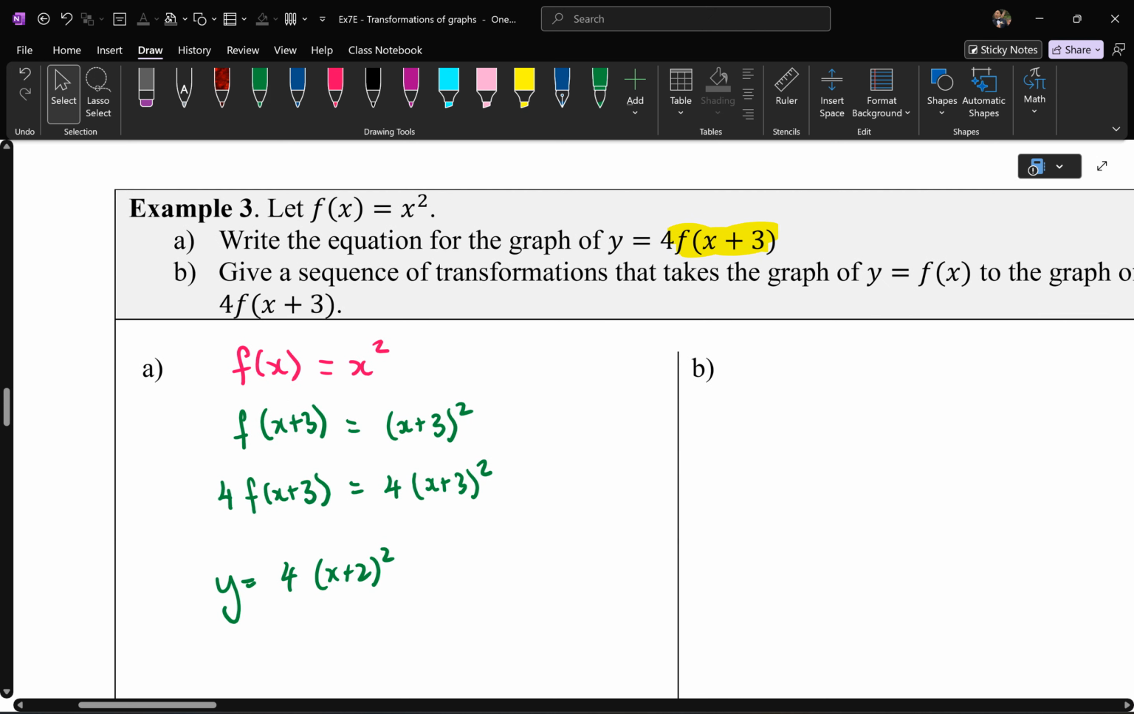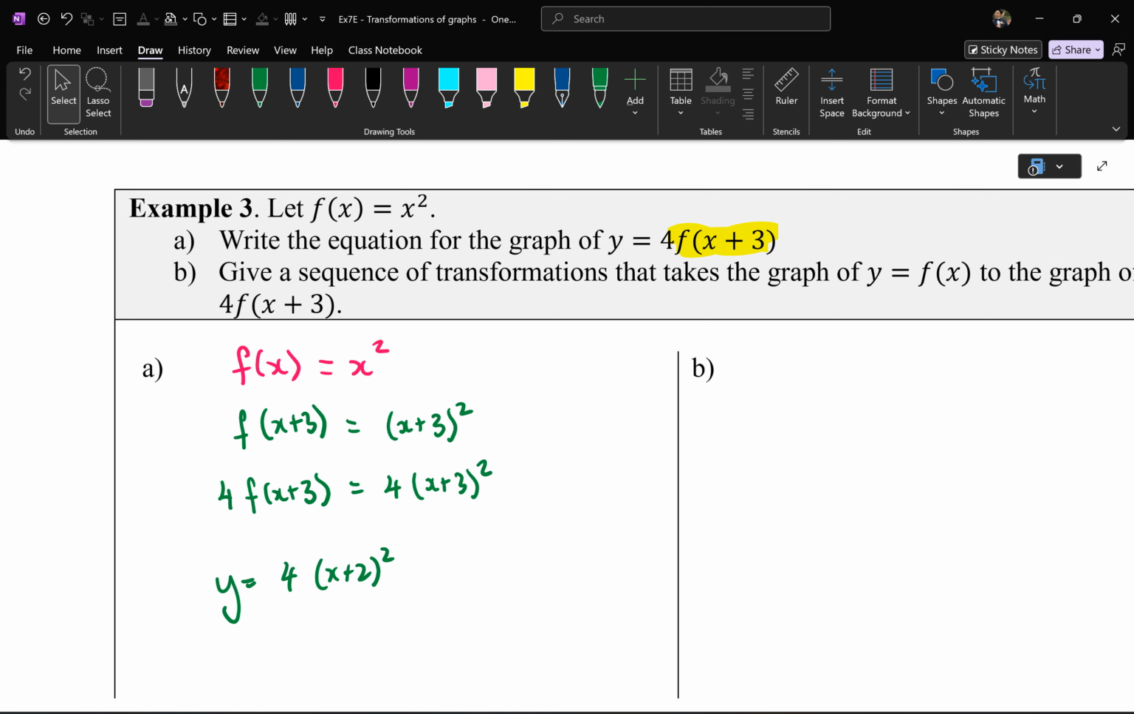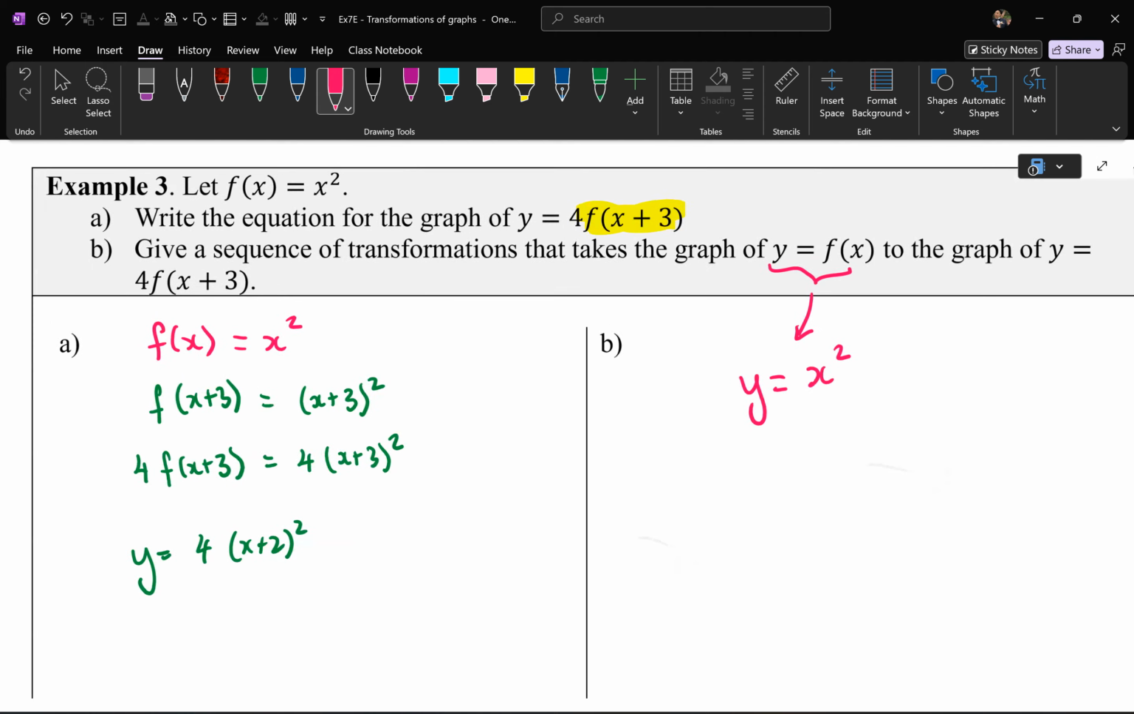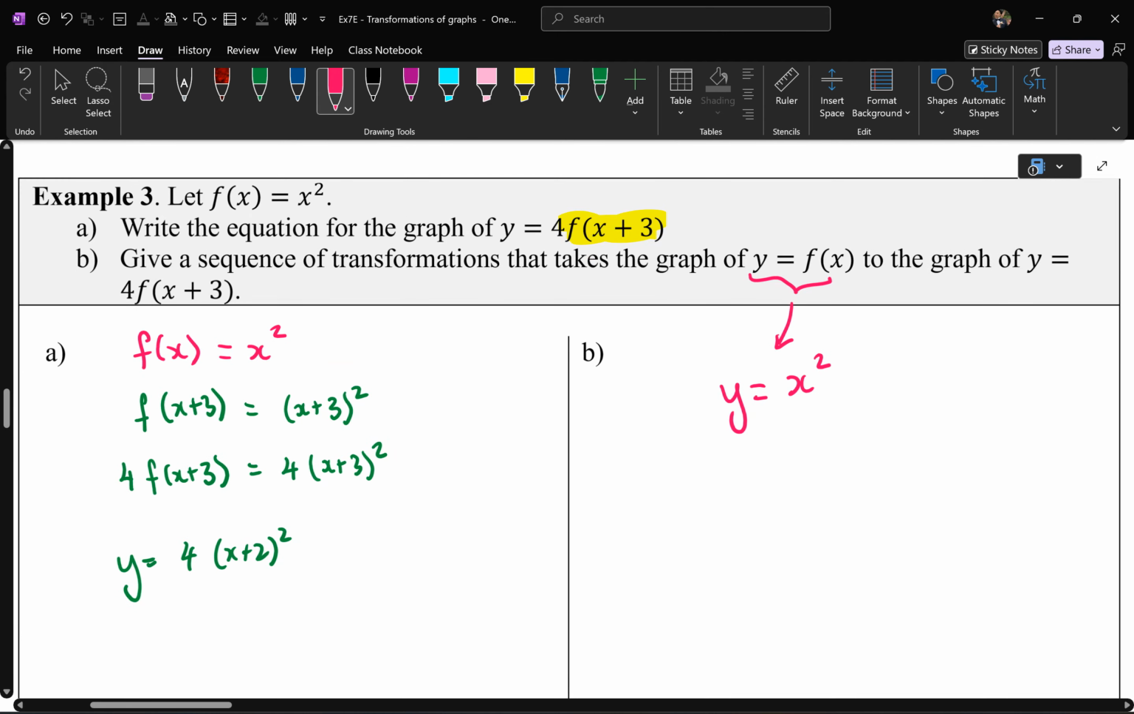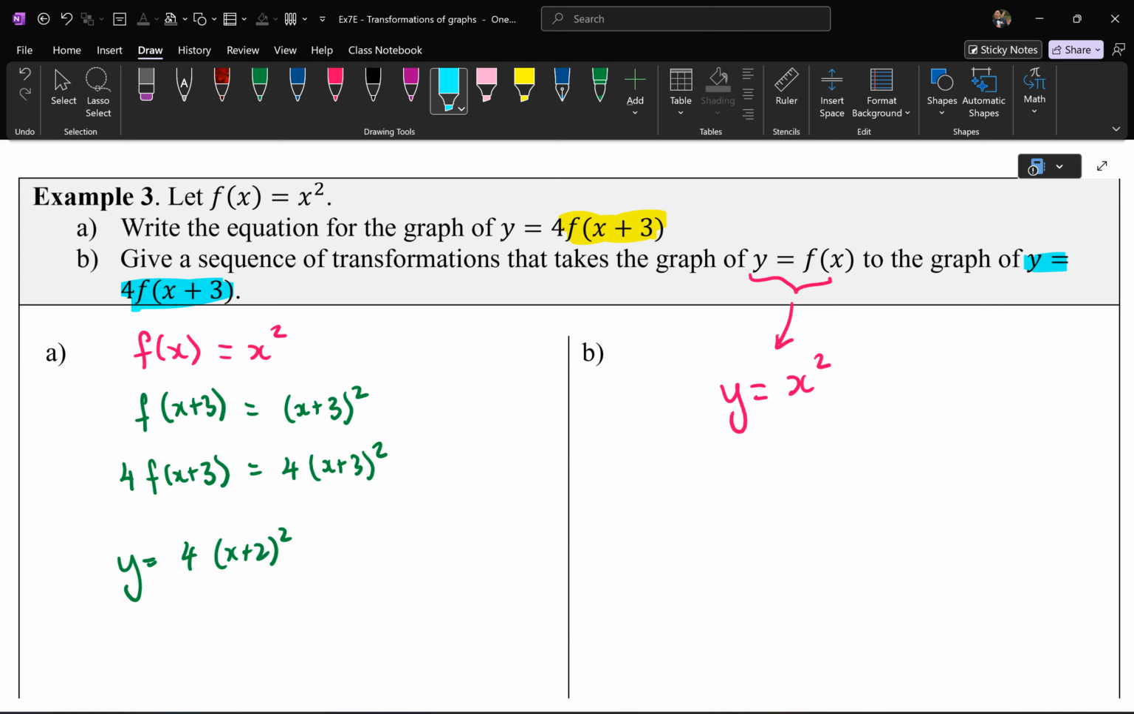So you're starting off. f of x equals x squared. This is the transformation graph. Now what they say in the next step is give a sequence of transformations that takes the graph of y equals f of x. So what are they trying to say? They're trying to say this is your original y, original x. So f of x is this. f of x equals x squared. So this is original y, original x. And they want you to transform it to this new graph. I'm going to highlight it first. Yes, Molly. Is it 2 or 3?